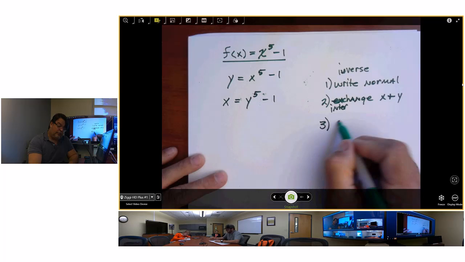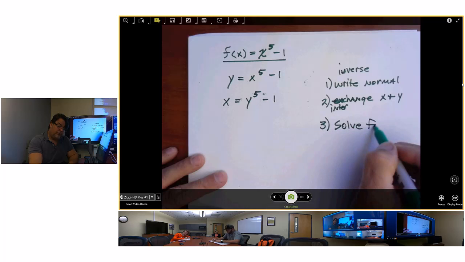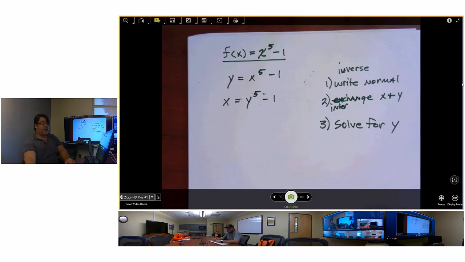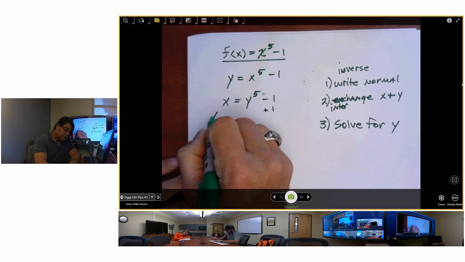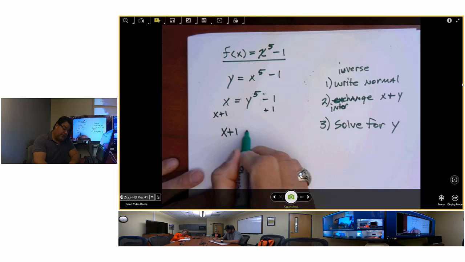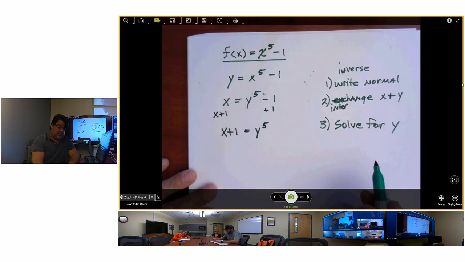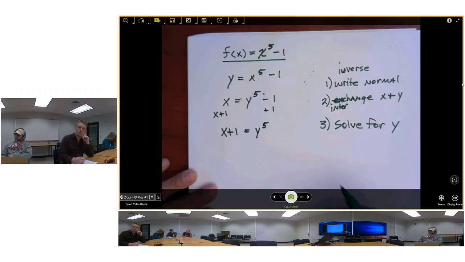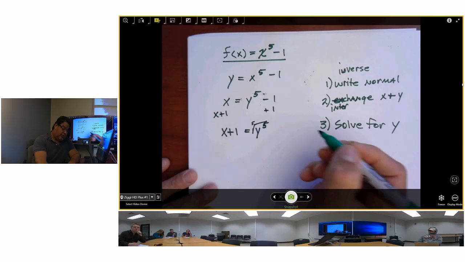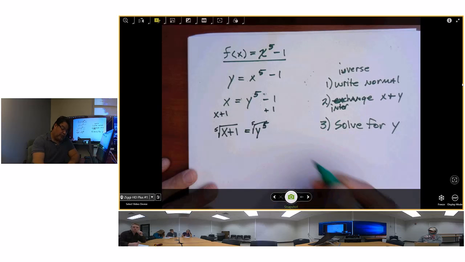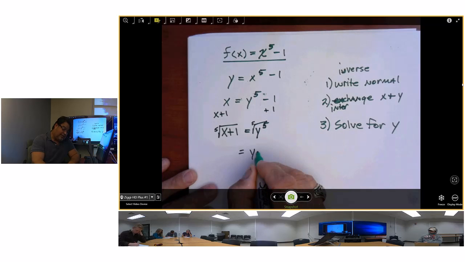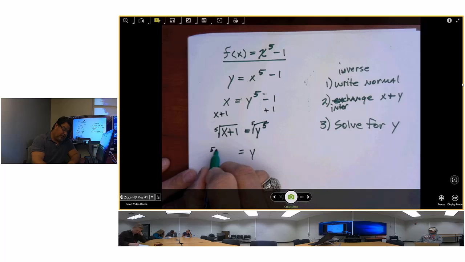And then do what? Solve for y. So go ahead and solve that equation for y. Well, I got to add 1. So x plus 1 is equal to y to the fifth. And how do you undo a fifth exponent? The fifth root. Yes, you do it on one side, you do it on the other. Y is equal to the fifth root of x plus 1.